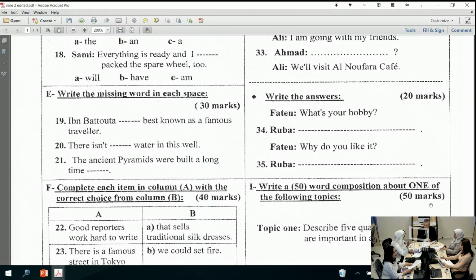Now the first one, number 19: Ibn Battuta, best known as a famous traveler. Here we have Ibn Battuta who died a long time ago, and so we have here the verb known, which is verb 3 from the verb know. So we have to put here the verb to be in the past, which is was known. Some may say that Ibn Battuta is known now, and we can write is because it is a fact.